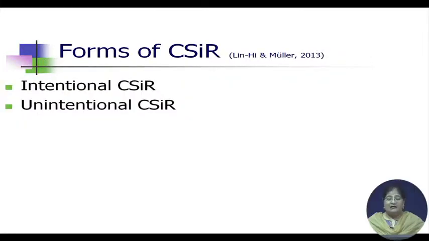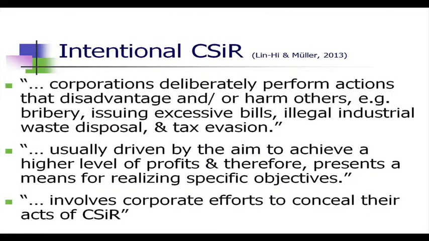All right, some forms of corporate social irresponsibility. CSIR could be intentional or unintentional. Intentional CSIR: corporations deliberately perform actions that disadvantage or harm others. For example, you bribe somebody, you issue excessive, inflated bills, you dispose of industrial waste illegally, you evade taxes. That would be a deliberate, intentional action. You dispose of your effluents without treating them, you release the effluents into the soil. That is socially irresponsible behavior.